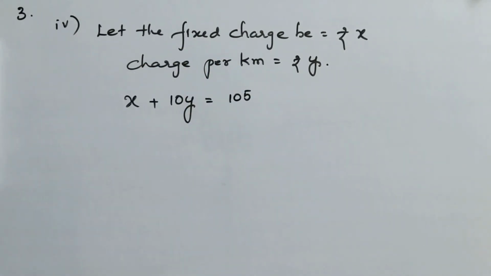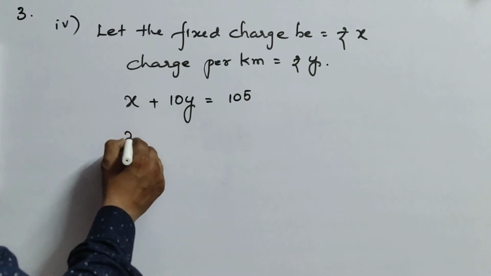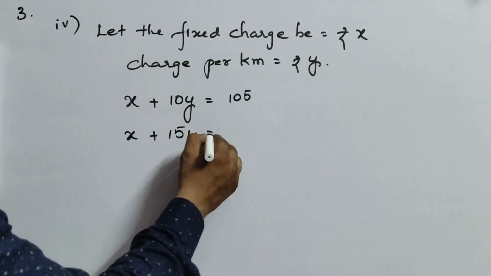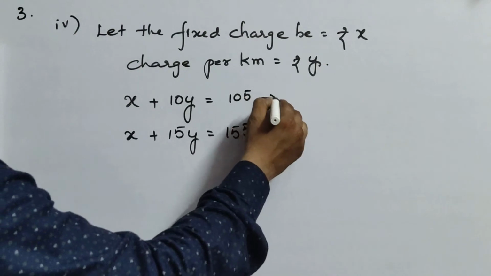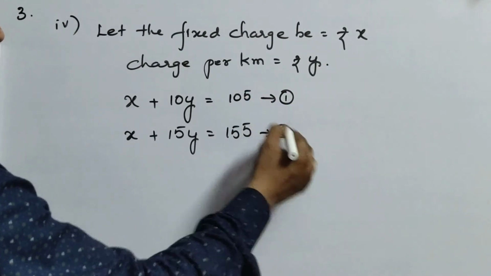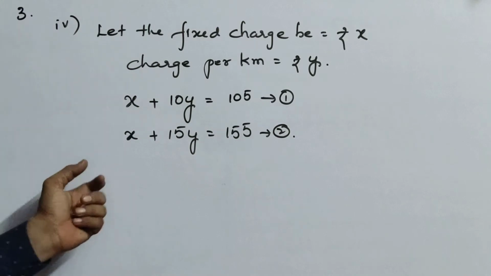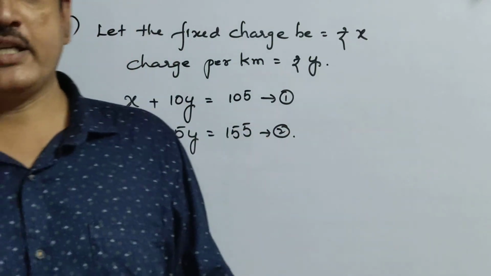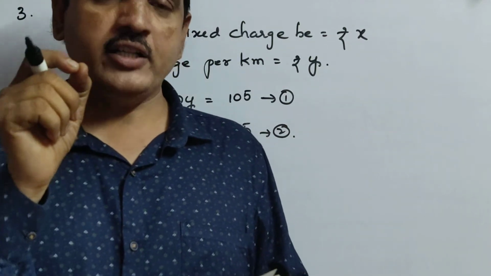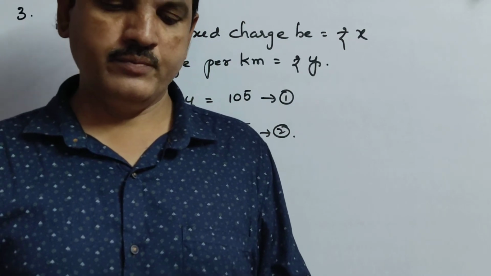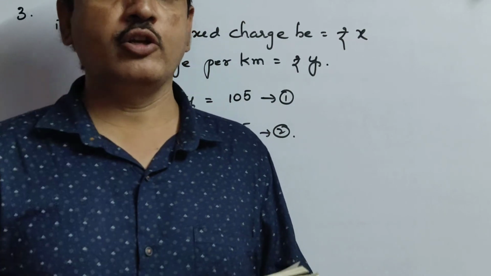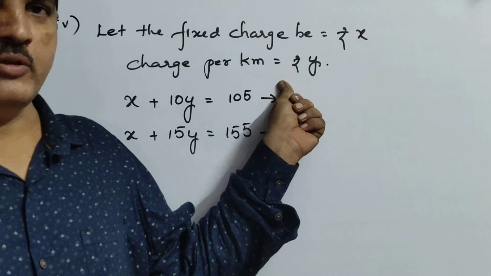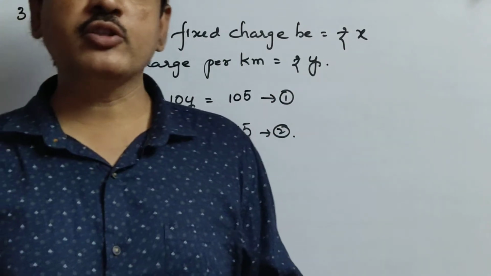Again the second statement, for a journey of 15 kilometers, again the fixed charge is x and 15 kilometers means 15y equals 155. So this is the first equation and this is the second equation. So now what to do? Just simply solve by using the substitution method and find the values of x and y. After getting x and y, find how much he has to pay for 25 kilometers. For that, we have to multiply the charge per kilometer, the y value you get, by 25.